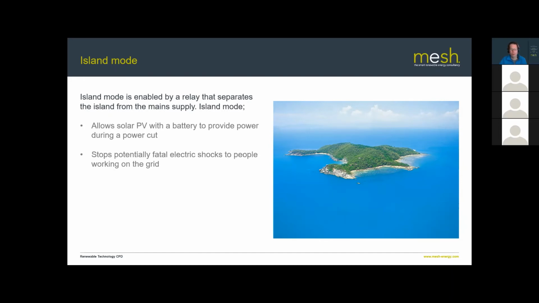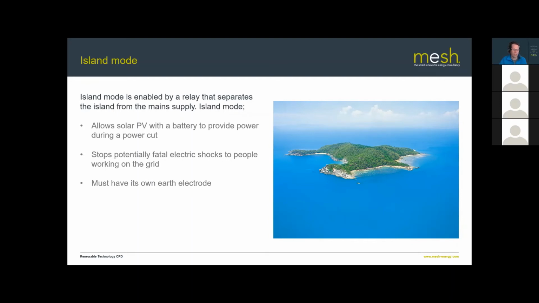But the main reason for having island mode is that if you don't have island mode and the electricity grid goes off, then you also have to switch everything else off in the house, because what you can't have is electricity being fed back down the electricity lines into the grid where somebody potentially could be working on it, because obviously you could then electrocute somebody that's working on repairing overhead lines, for example.